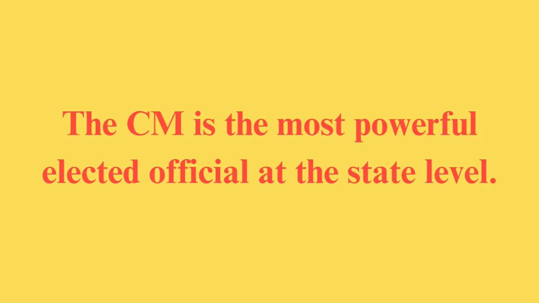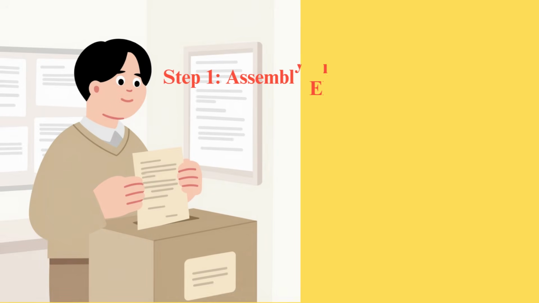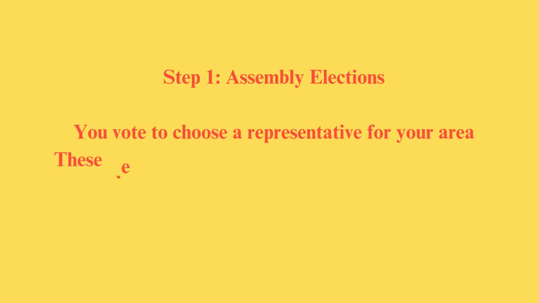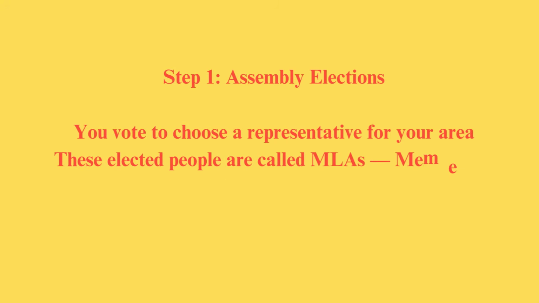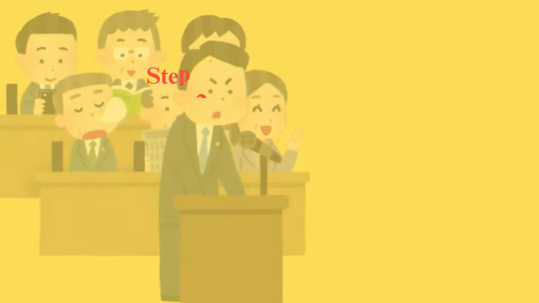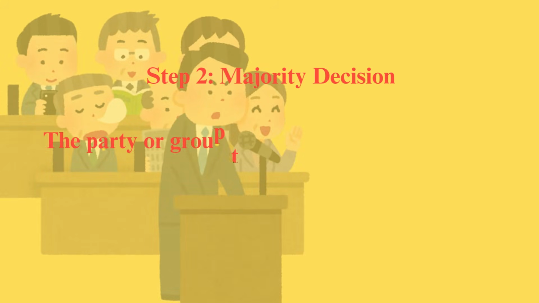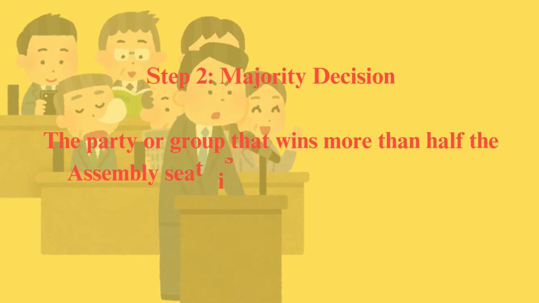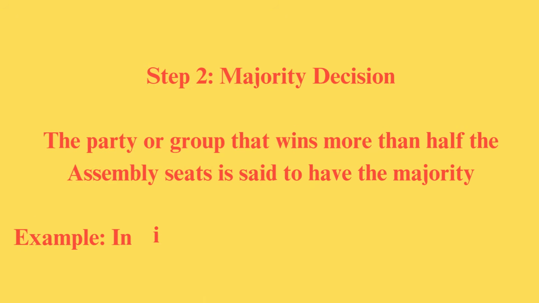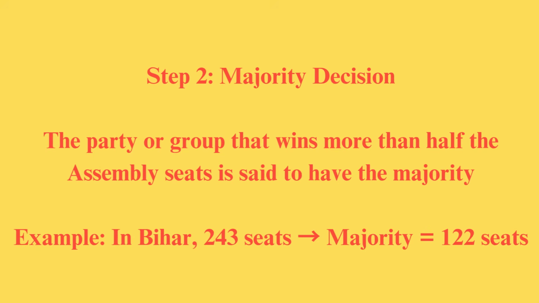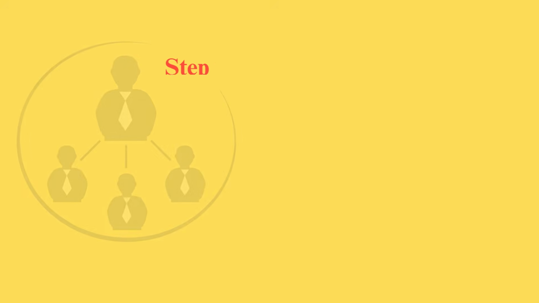How the election process works. Let's break it down clearly. Step 1. Assembly elections. You vote to choose a representative for your area. These elected people are called MLAs, members of the Legislative Assembly. Step 2. Majority decision. The party or group that wins more than half the assembly seats is said to have a majority.